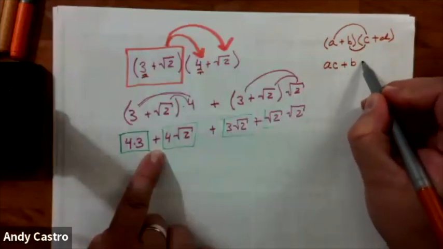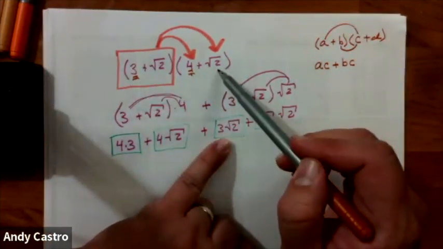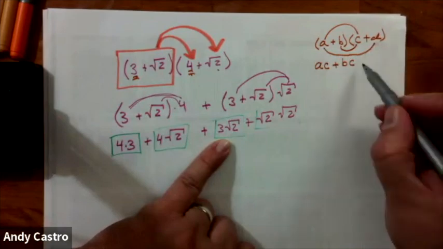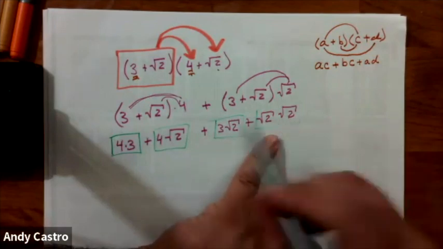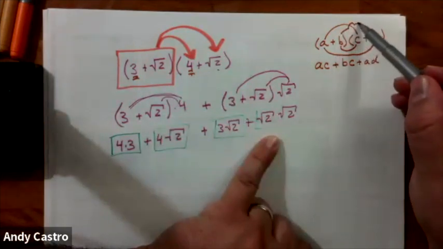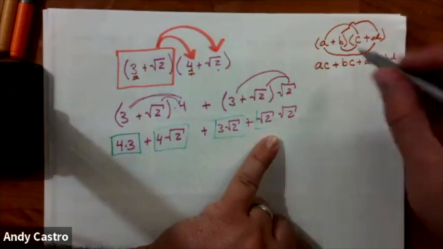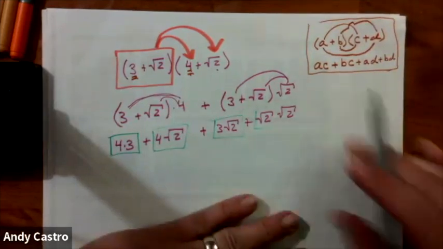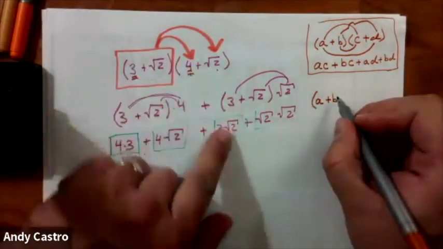B times C. Then I have 3 times the square root of 2. So I have A times D. Then I have square root of 2 times square root of 2, which is these last two. So that's B times D. So this is kind of, you can write down this property, but it essentially comes from the same idea of how we worked this out.